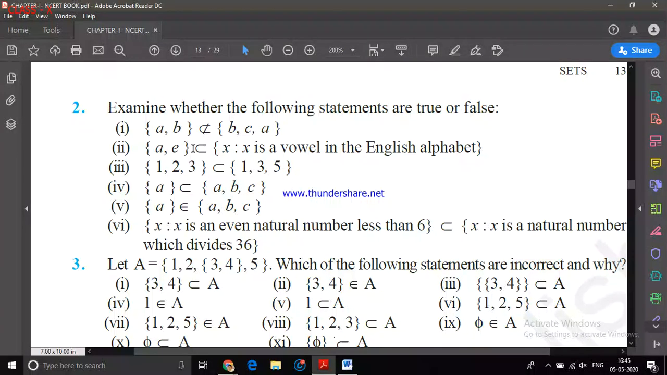True statement. Now here, I think at the start someone asked the question, sir, what is the difference between an element and a subset? Now come to question number 5.